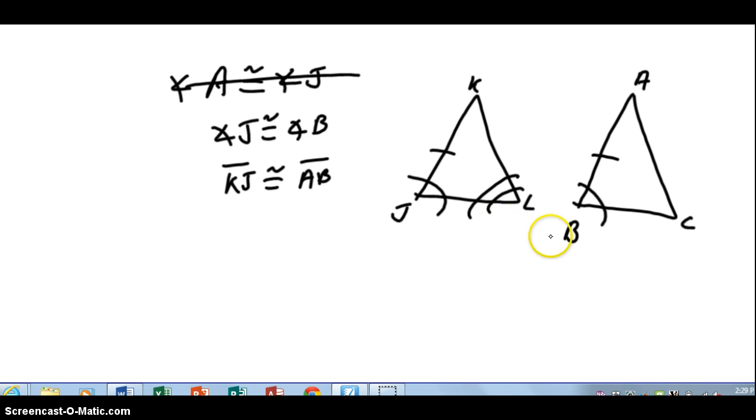Angle L congruent to angle A. Oh no, you have to do angle L congruent to angle C. There you go. See that? So what choice is that? 3. Is that the answer? Yep. Now, once you read through that and you drew the diagram, that wasn't that hard. You just got yourself all psyched up for nothing.